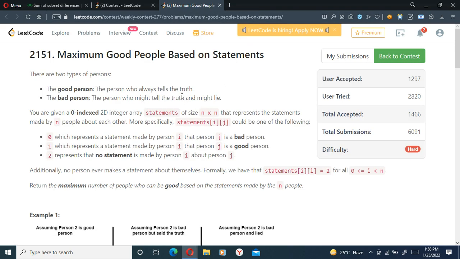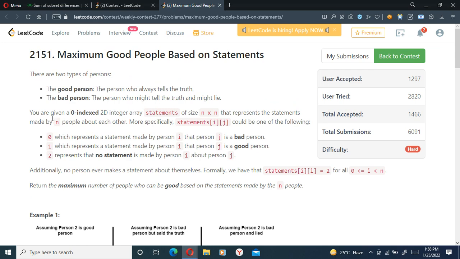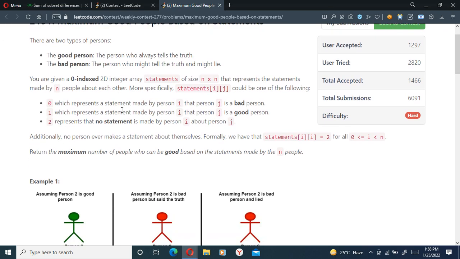What is it? Maximum good people based on statements. There are two types of person: the good person, the person who always tells the truth; bad person, the person who might tell the truth and might lie. You're given a zero indexed 2D integer array, statements of size n cross n, representing the statements made by n people about each other.